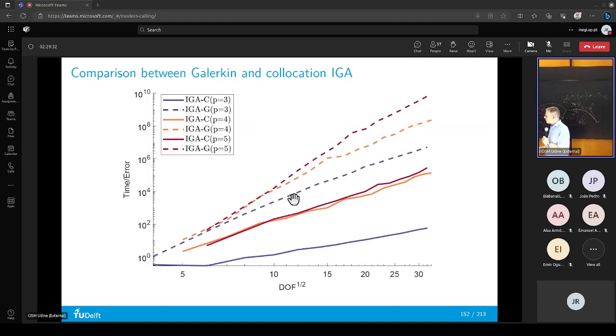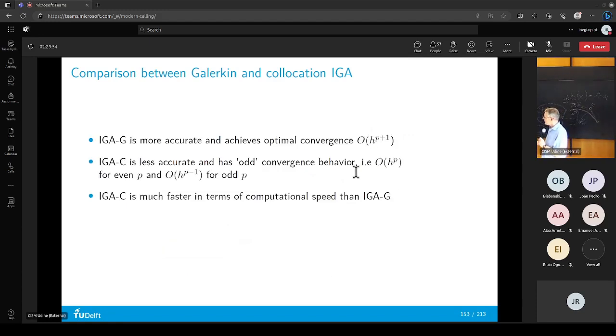Comparing the compute time, again, same use of colors and line styles. Basically collocation is much cheaper than even the cheapest Galerkin. That's because we don't assemble the matrix. That's where we win. So from the computational aspect, IGA-C is kind of attractive. Now let's think, is there a mechanism to maybe improve it?